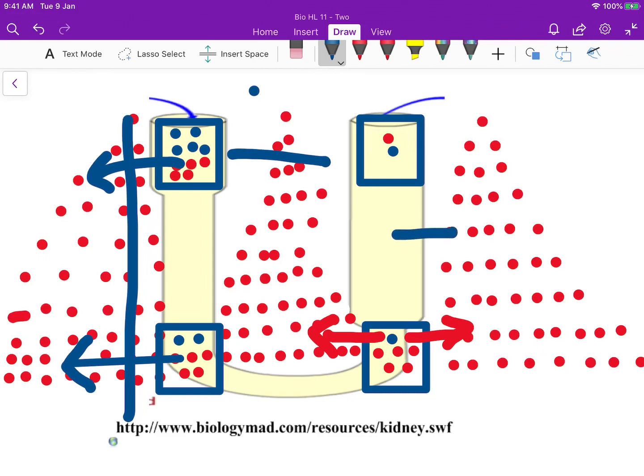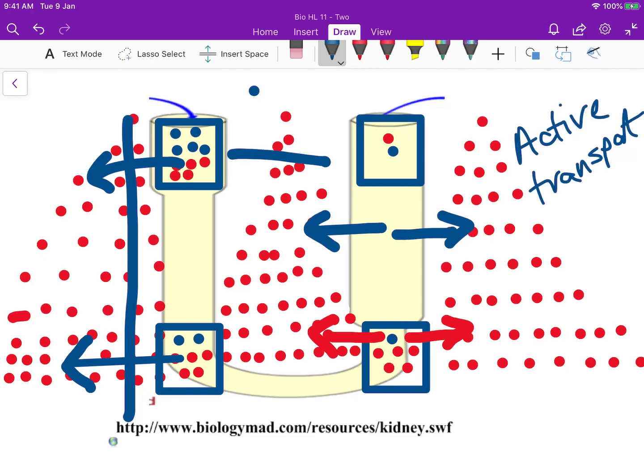But by pumping out salt all the way through active transport, we now have restored the concentration in the PCT, the proximal convoluted tubule, and the DCT, the distal convoluted tubule, are going to be the same.